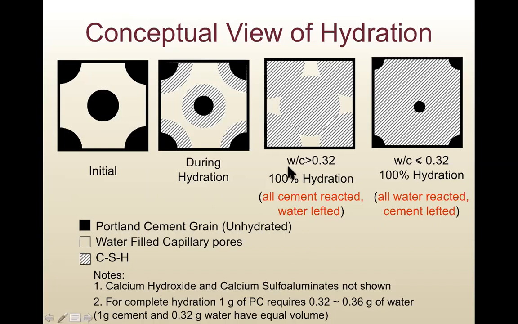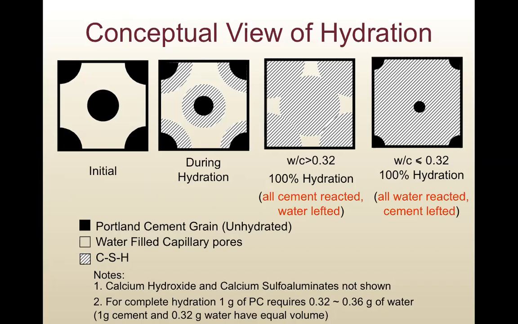Depending on W over C, W is water, C is cement, so W over C is what we call the water to cement ratio. Water to cement ratio is the most important parameter in concrete.